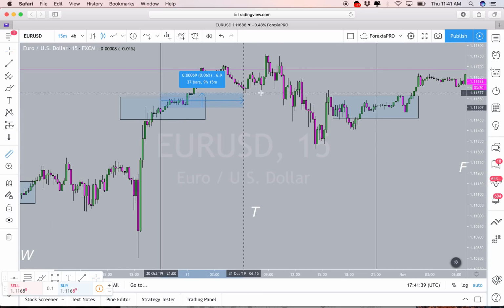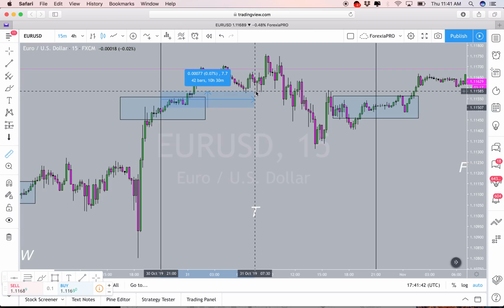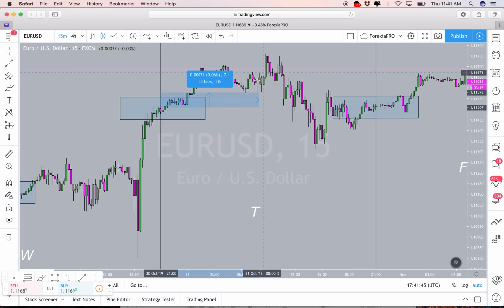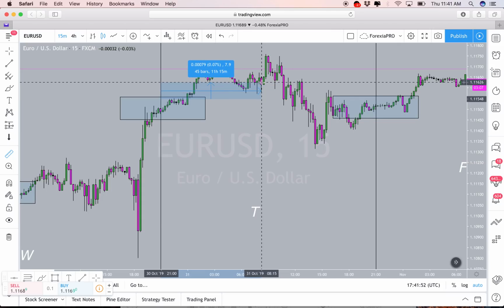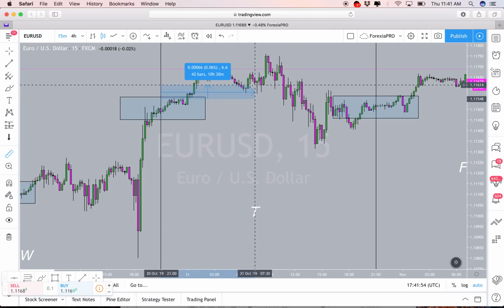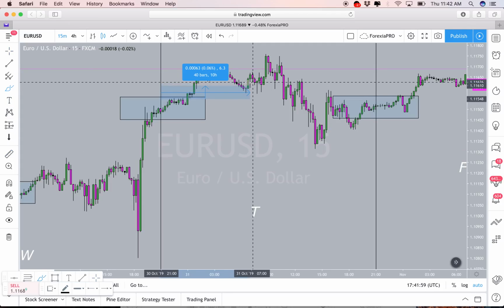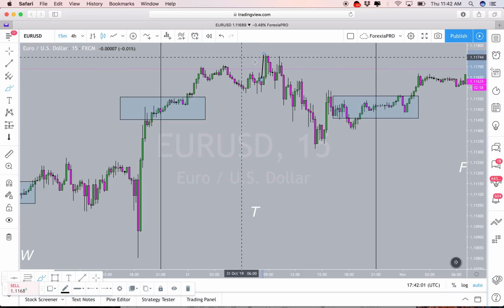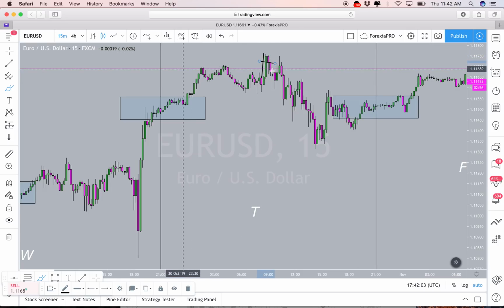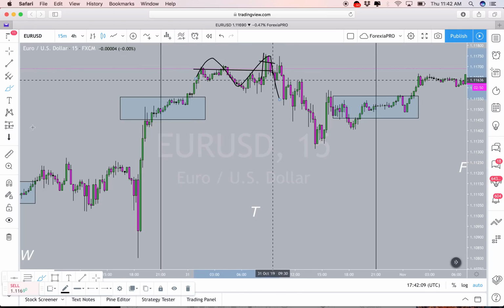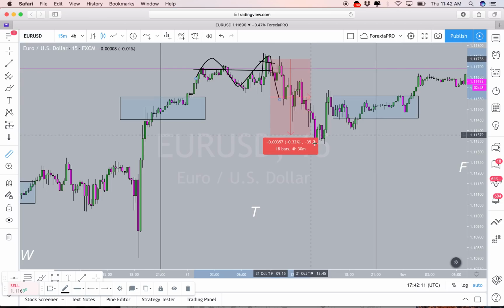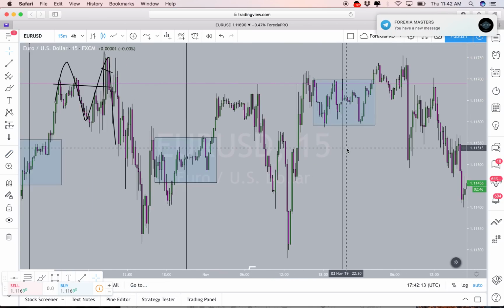All right, let's see. Asian session consolidation. Once again, breakout to the high, M formation off the high, and $10 right here. And an hour later, we break to the high, perfect entry, M formation off the high. 30 to 40 pips.